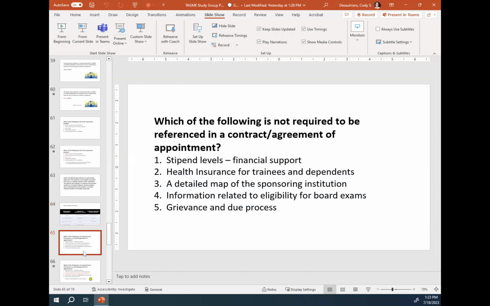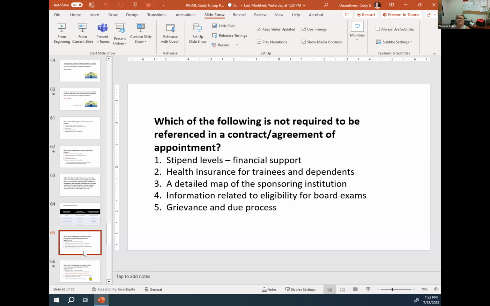Okay, which of the following is not required to be referenced in a contract agreement of appointment? 1, stipend levels, financial support. 2, health insurance for trainees and dependents. 3, a detailed map of the sponsoring institution. 4, information related to eligibility for board exams. 5, grievance and due process.